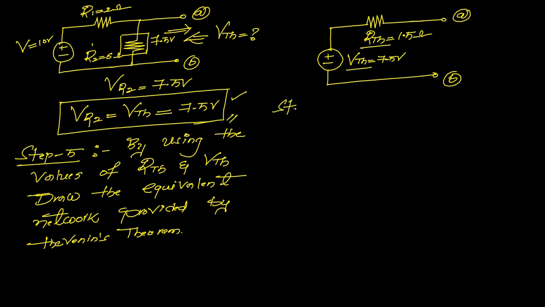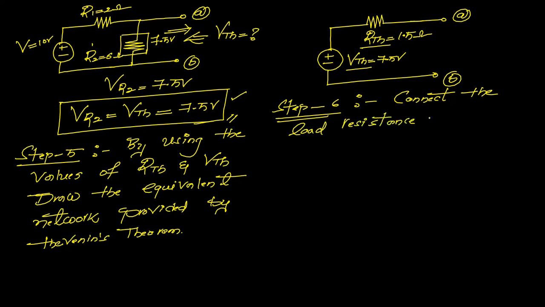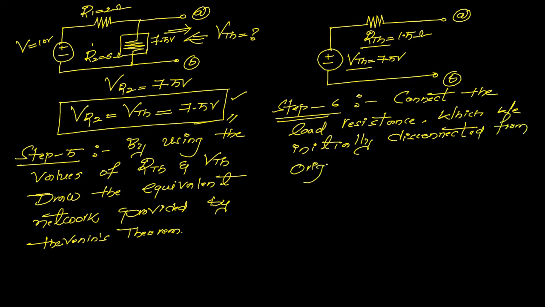Now step number 6. Step number 6 is connect the load resistance, which we initially disconnected from the original network.